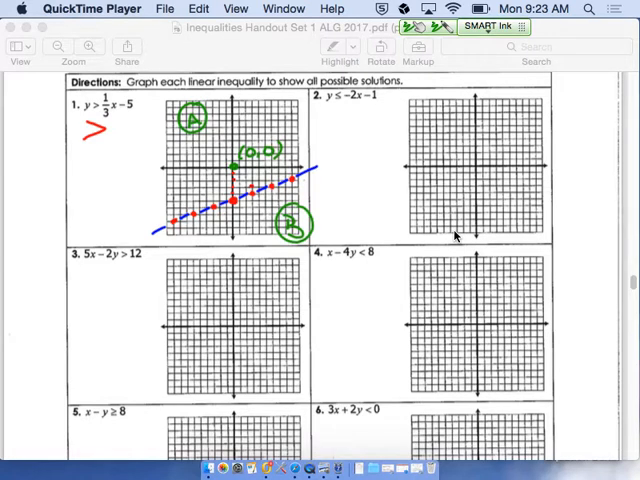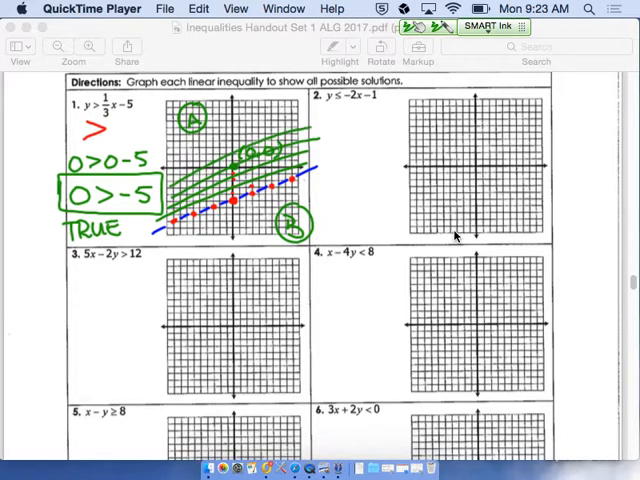So I'm going to test. I'm going to let y become 0. I'm going to let x become 0. And then I'm left comparing 0 to negative 5. And I ask myself if that's a true statement. Is 0 greater than negative 5? And that is true. So that means that all of the solutions for this fall above the line in region A, the region that contains 0, 0. Points on this line are not solutions to this inequality.